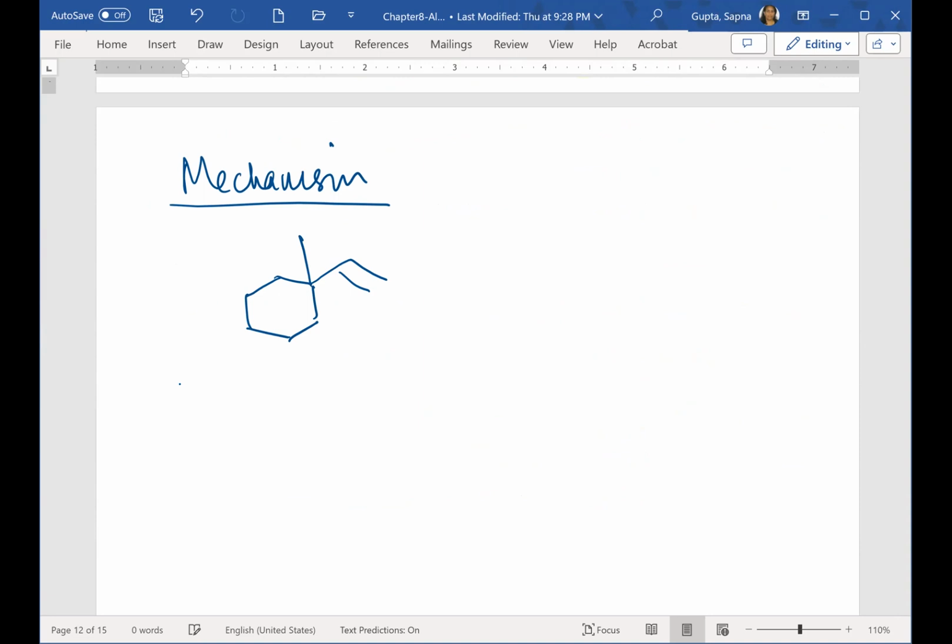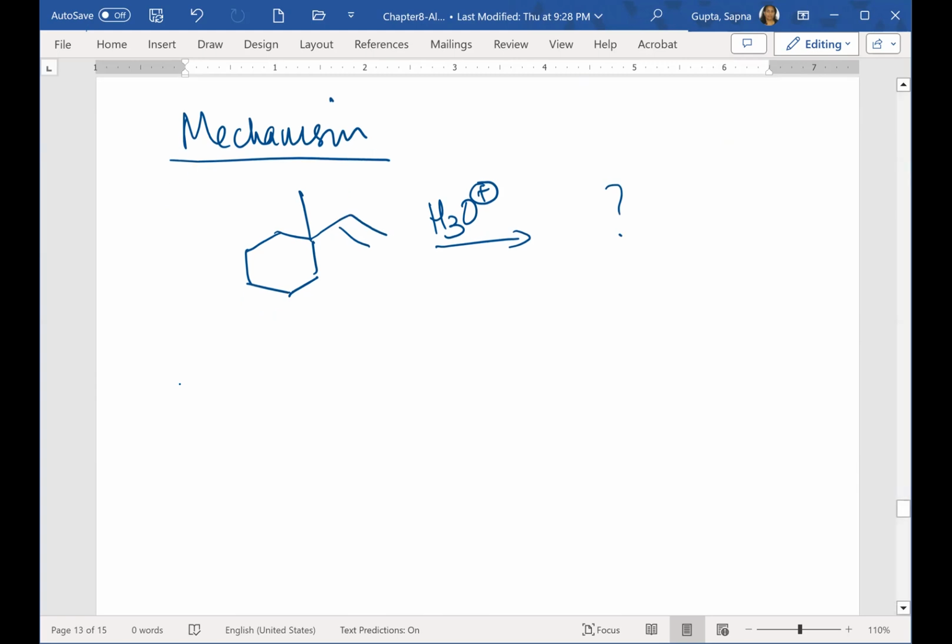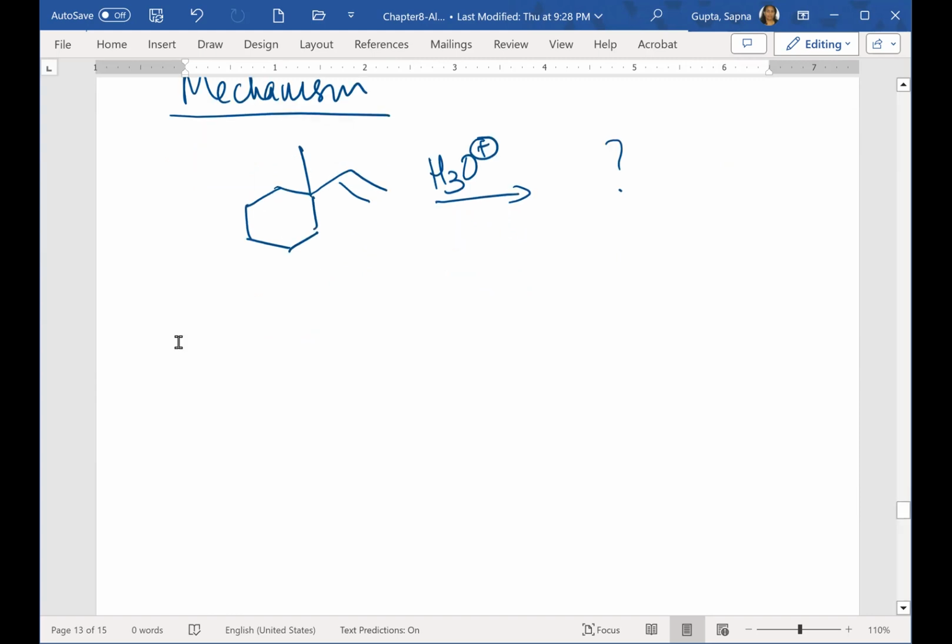So here is an alkene, H3O plus. So what do you get? Write the mechanism for the product. This is an acidic mechanism, which means that the only way I can start is by protonating the alkene. So I get my carbocation. Make sure the carbocation is the more stable one.